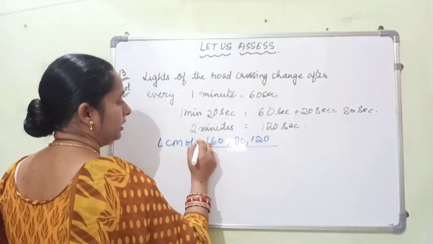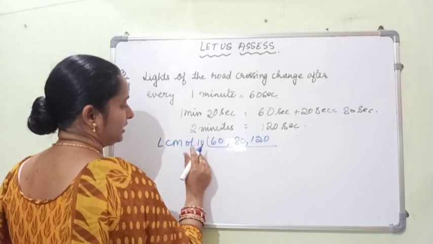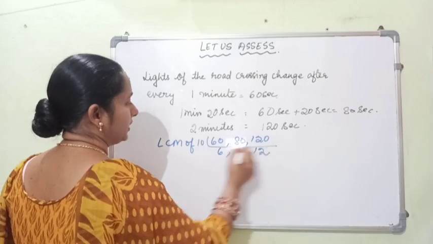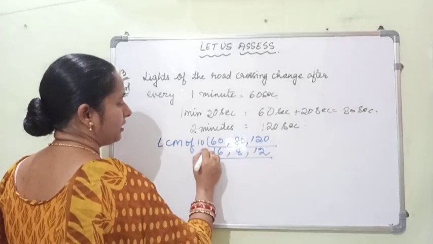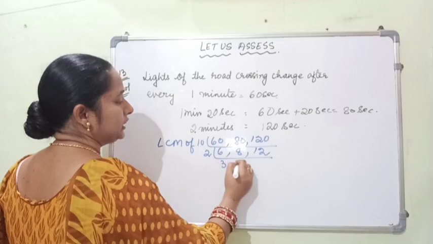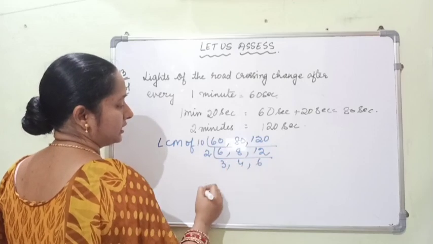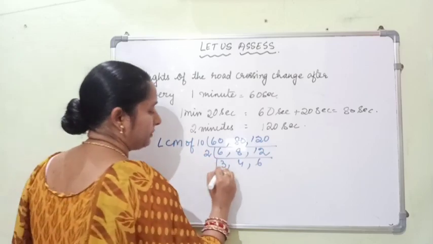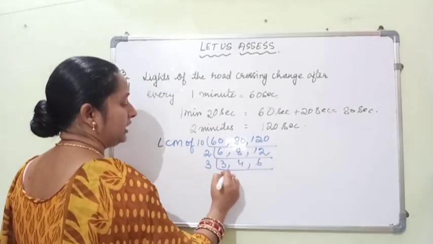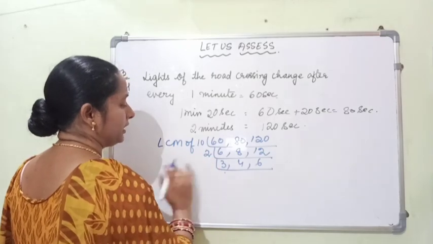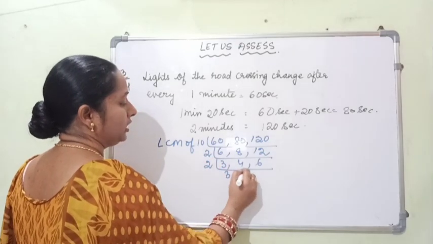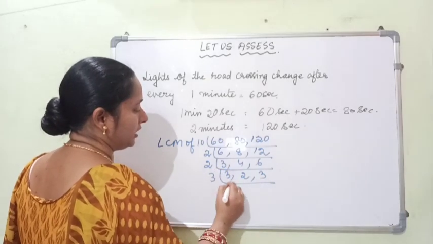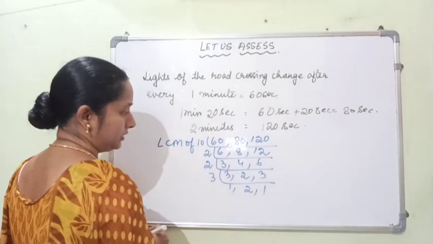All these three can be divisible by 2 as well as by 10. Let's divide it by 10. 10 6's are 60, 10 8's are 80, 10 12's are 120, right? Now divide all these 3 by 2. 2 3's are 6, 2 4's are 8, 2 6's are 12. Further, as we are finding LCM, if any two numbers are divisible by any number, you can divide. Let's divide by 2: 2 1's are 2, 2 3's are 6, 2 2's are 4. Now again it can be divisible by 3.